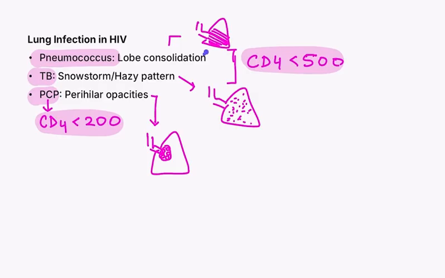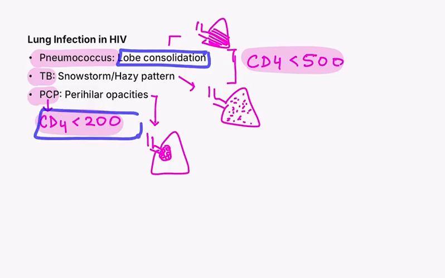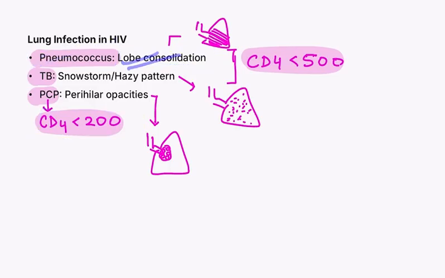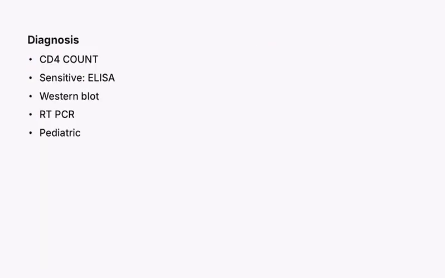So please note, you will mark whether it's lobe consolidation with CD4 less than 200, I will still mark pneumococcus because radiology is going to be more significant. So repeating, pneumococcus shows lobe consolidation, TB shows snowstorm or hazy pattern, which is said to be the hazy appearance, and finally the pneumocystis shows you perihilar opacities. Now let's go forward and talk about the diagnosis.